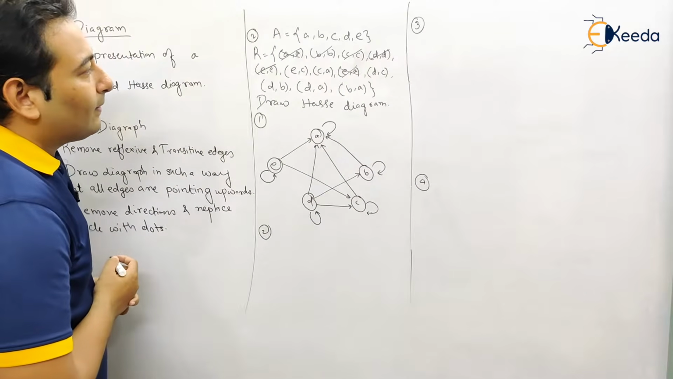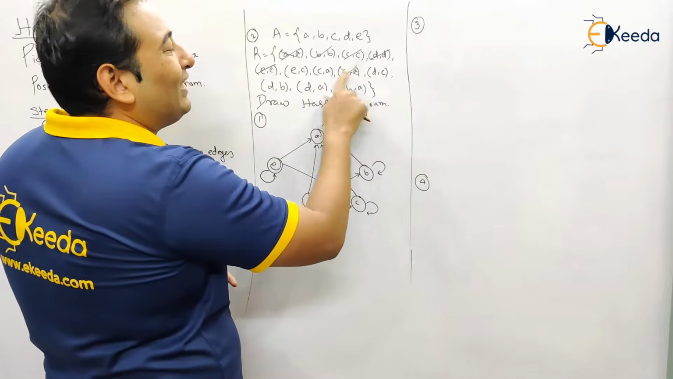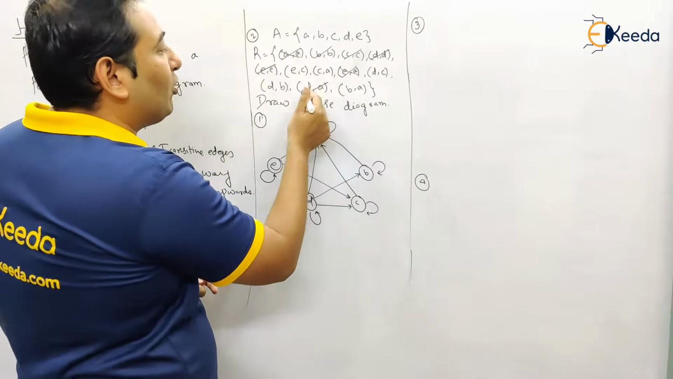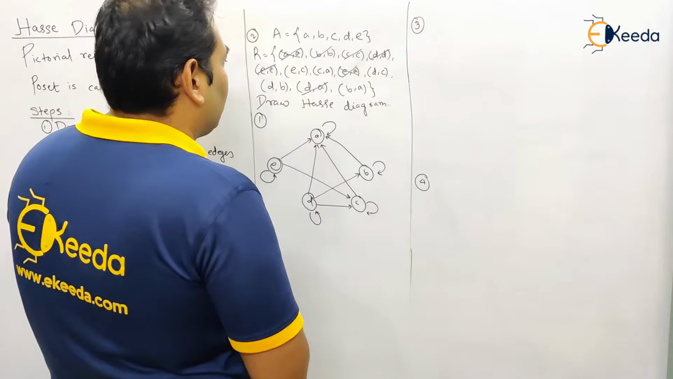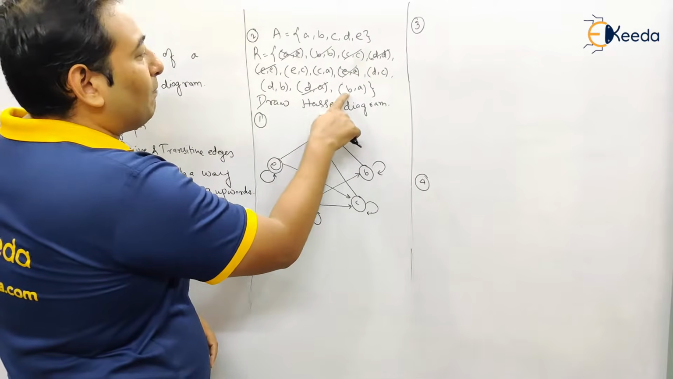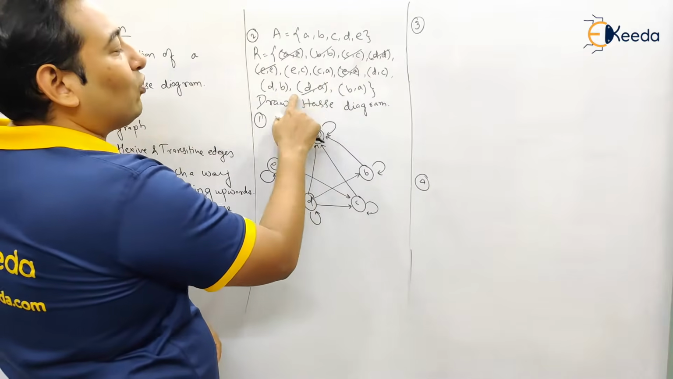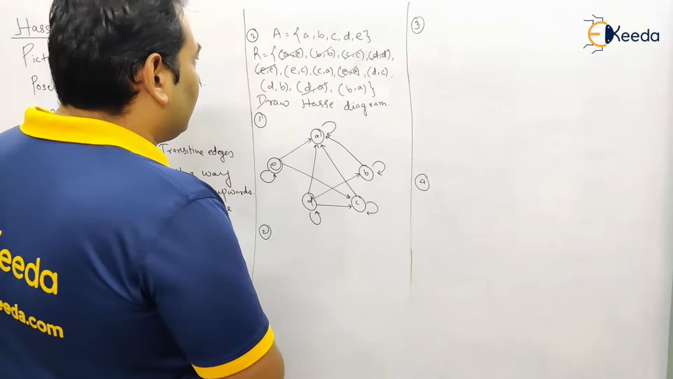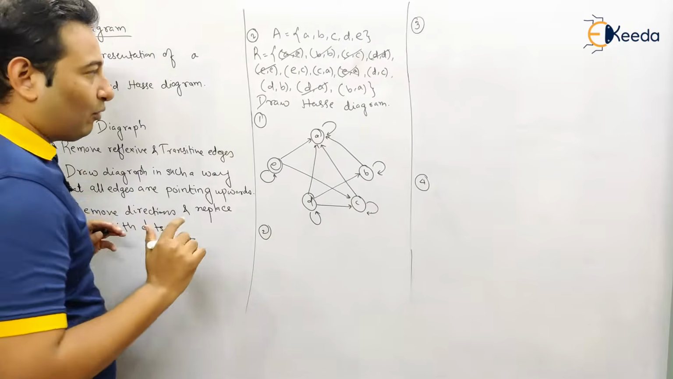Next, see here, DC, CA, so DA. DC, CA, therefore DA will be gone. Next, DB, BA, therefore DA. DA is already cancelled. Anything else? That's it. I think we have done it properly.